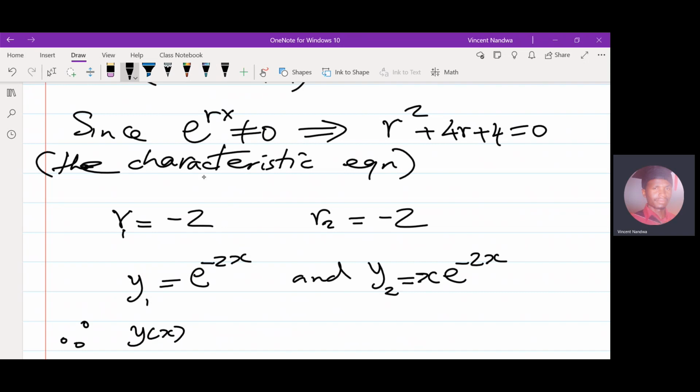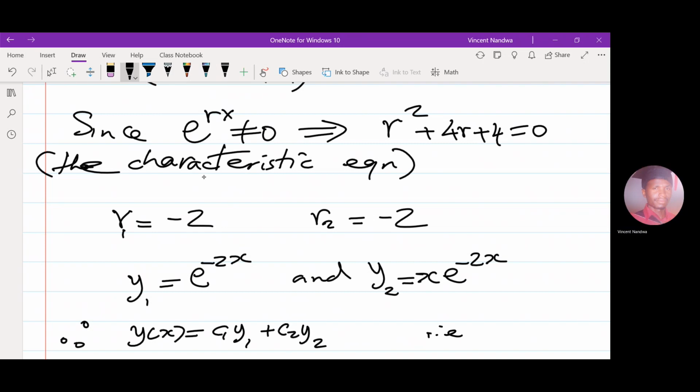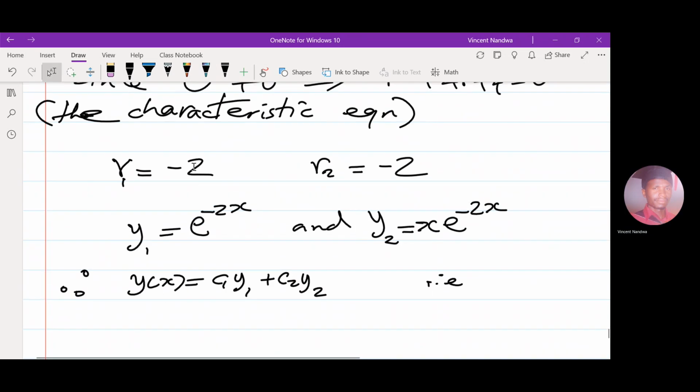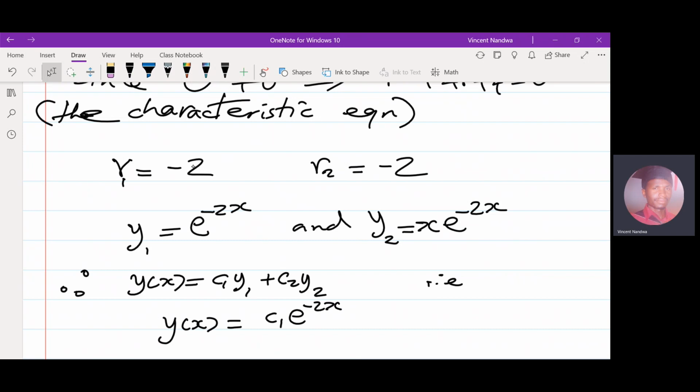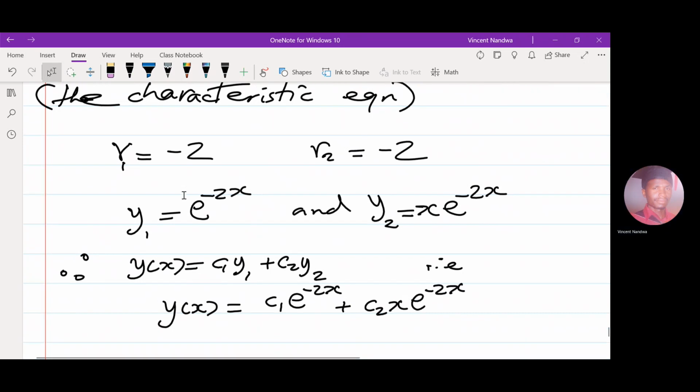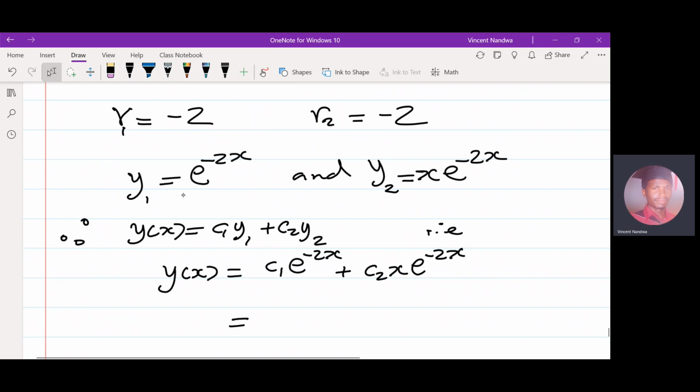So y of x will be given by c1 y1 plus c2 y2, which will be y of x equals c1 e raised power -2x plus c2 x e raised power -2x. If you like, you can write it as c1 plus c2 x and then e raised power -2x.